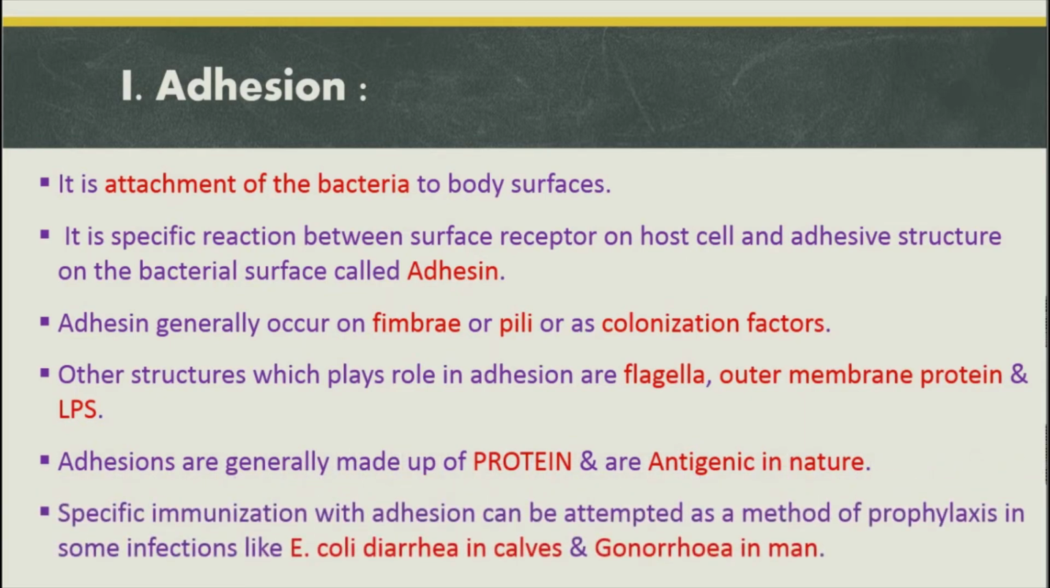So, specific immunization with adhesin can be attempted as a method of prophylaxis in some infections like E. coli causing diarrhea in cows and gonorrhea in men. So, in these diseases, the specific antigen can be used as a prophylactic measure against this infection, because if these agents are inoculated, that will induce the immune response and ultimately they will prevent the infection from the E. coli or the gonorrhea in man.